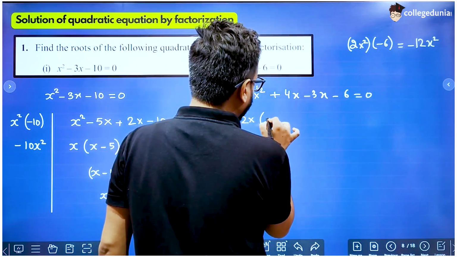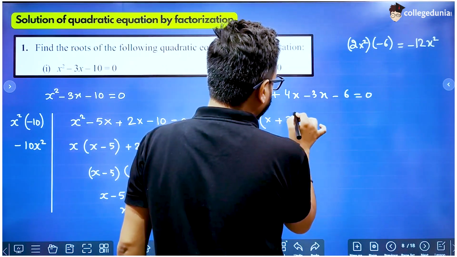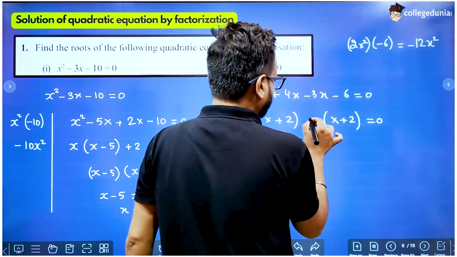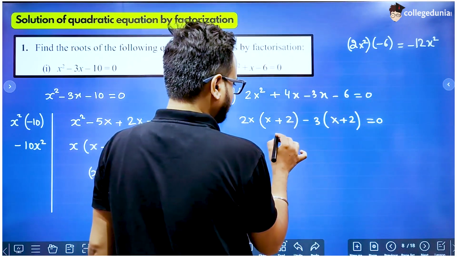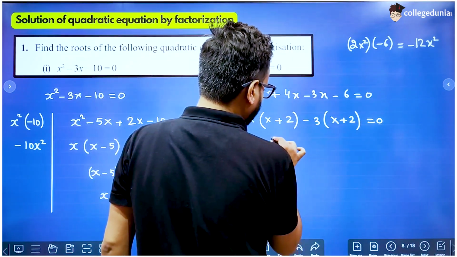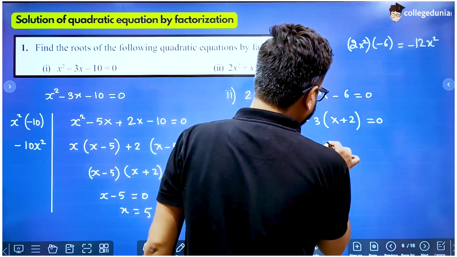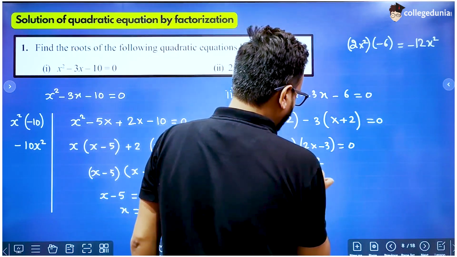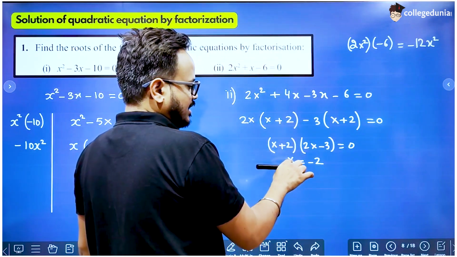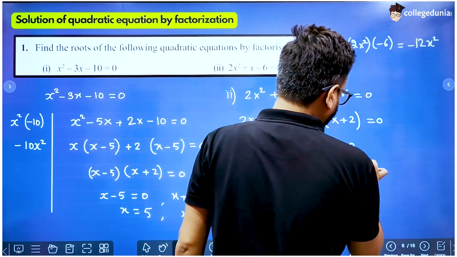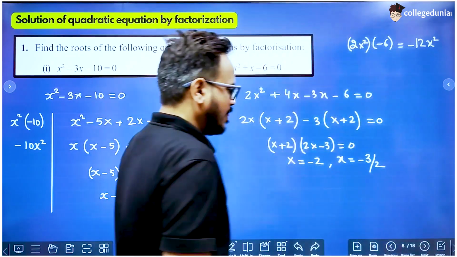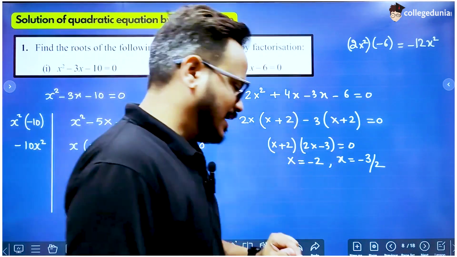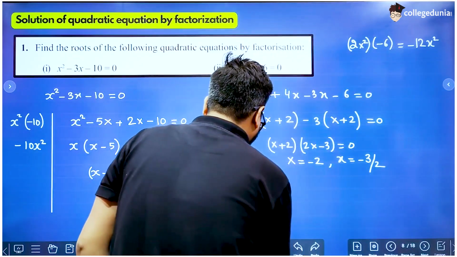So let's take 2x common. So x plus 2 and x plus 2 minus 3. So x plus 2 into 2x minus 3 equal to 0. If you put this equal to 0, you will get x equal to minus 2, or if you put this equal to 0, you will get x equal to 3 by 2. So you can see that you will get only two roots, not more than two, but you can get less than two roots. For example, let me make another question.